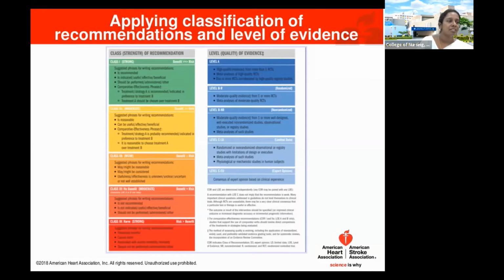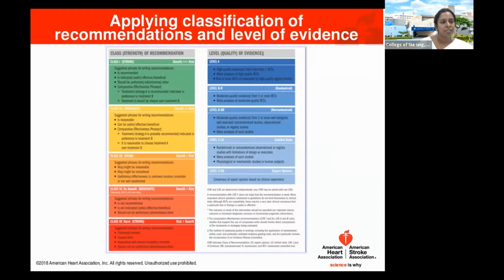When any management strategy has this class one recommendation, then you know it is of very strong evidence, or it has very good benefit for the patient. When you see a red color or a class 3 evidence, then you know the risk is more than the benefit. So as I go through the slides, please watch for these. You will come across class 1 evidence and class 2 or class 3 evidence. And for the level of evidence, we have level A, which is the highest evidence, which has come from a lot of research.